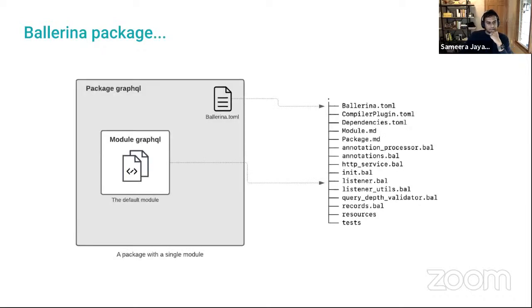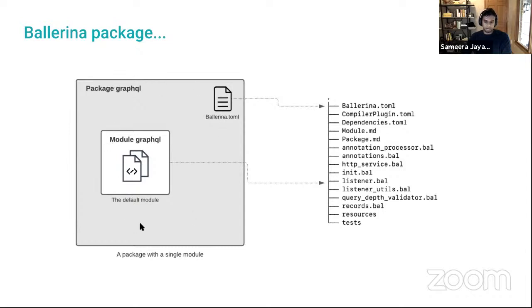So a package, as I said, is a collection of modules. This diagram shows a package with a single module. The name of the package is GraphQL. I use GraphQL as an example. A package has something called a Ballerina.toml file. This toml file identifies a directory as a package. And a package can contain one or more modules, and there's one special module there. We call it the default module. The name of the default module is the same as the package name. So the package is GraphQL and the module is GraphQL. This is the concept of a package with a single module.